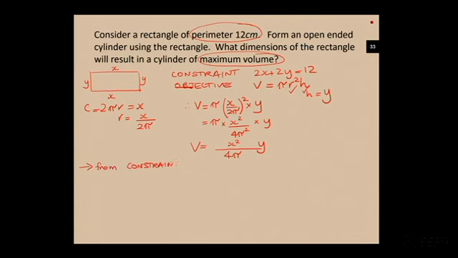From the constraint, I had 2x plus 2y equals 12. 2y equals 12 minus 2x. Y should equal 6 minus x. So that will be going in place of y. You could do it before, you can do it now, as long as at some point your volume has now got v equals x squared over 4 pi, and instead of y, I'm going to put 6 minus x.